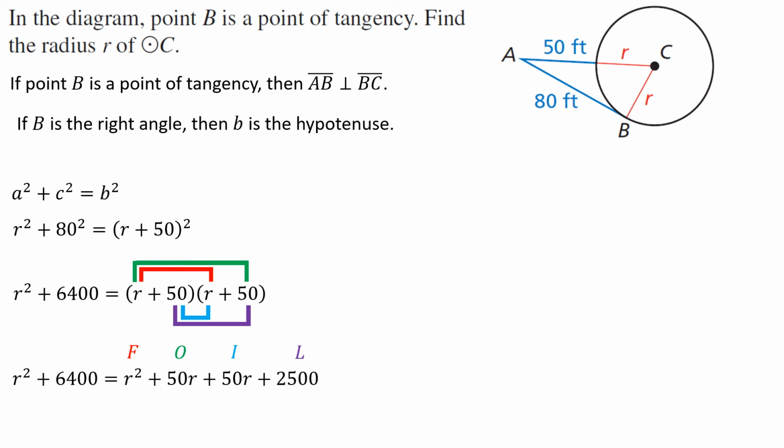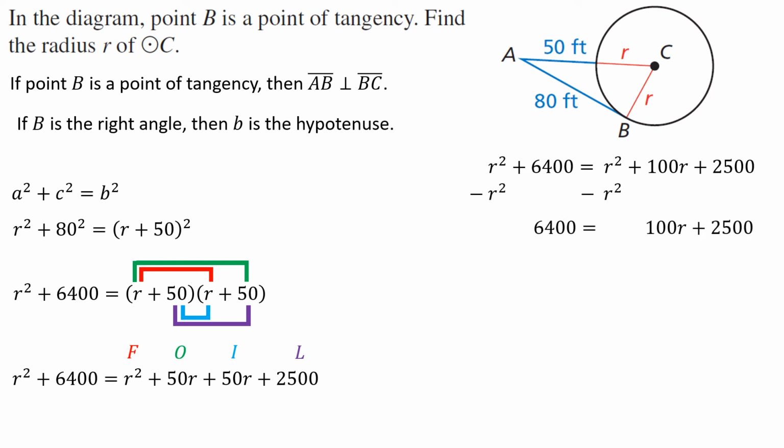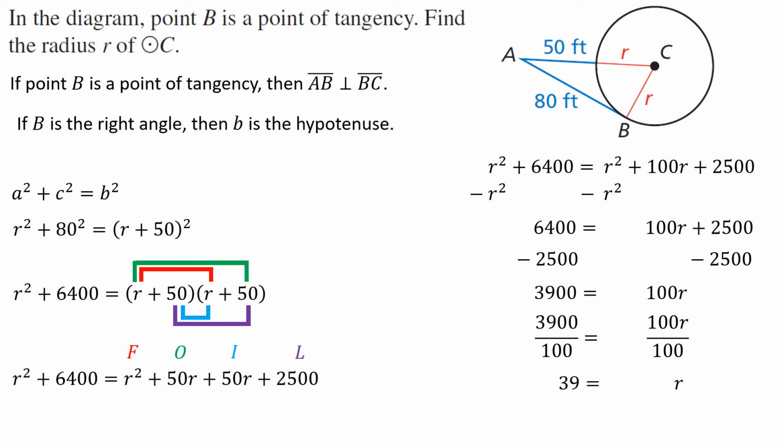I'm going to have it appear underneath the circle because I need a little bit more room. Notice 50R plus 50R became 100R. Hey, this is really sweet. I've got an R squared on each side of the equal sign. Let's subtract R squared from each side. That looks a lot more straightforward now. Subtract 2,500 from each side. Finally, divide by 100. R equals 39. And of course, there are labels in the diagram, so I should really say that the radius is 39 feet. Right? I should put the label in there.